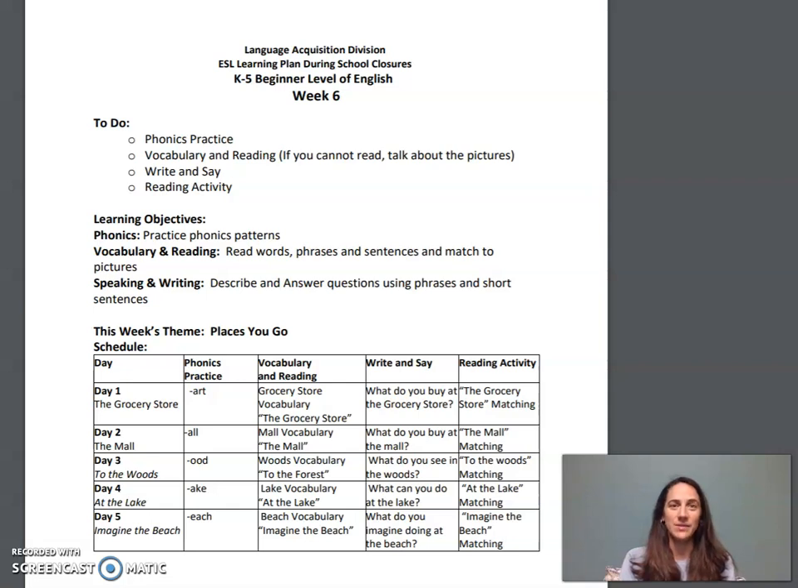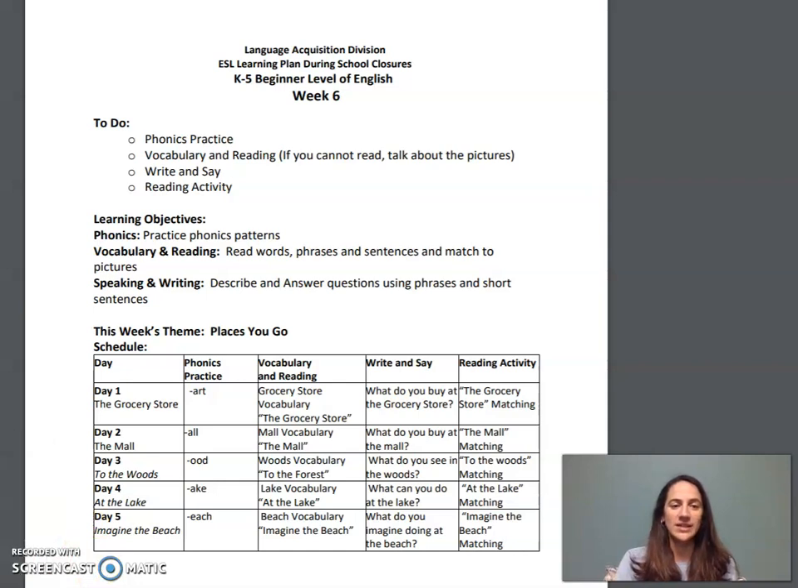My name is Miss Lewis, and this is Week 6, our last day of the packet, number 5. All this week, we've been talking about places you go. Today, we are going to imagine the beach. Let's get started. If you have your packet, make sure you circle and write in it with me. If you don't, you can still follow along and you can talk and write it on different paper.